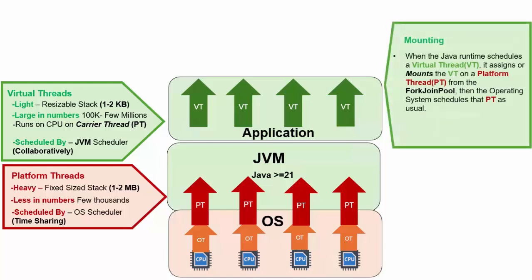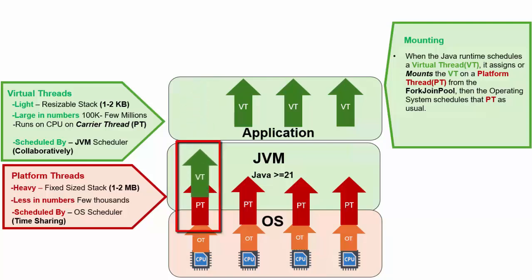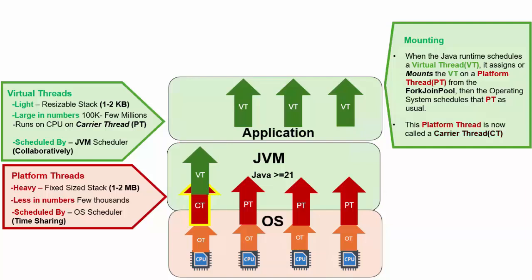The process that will take place now is called mounting. When the Java runtime, basically the virtual thread scheduler in this case, schedules a virtual thread, it assigns or mounts that particular virtual thread on a platform thread from the ForkJoinPool. Now the virtual thread is mounted on top of the platform thread, but the platform thread also needs to be scheduled. That scheduling is done by the OS scheduler. Now, when this virtual thread is mounted on top of this particular platform thread, this platform thread is called the carrier thread of the specific virtual thread.